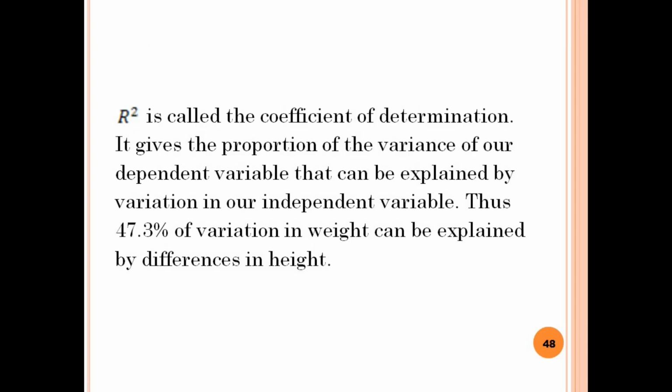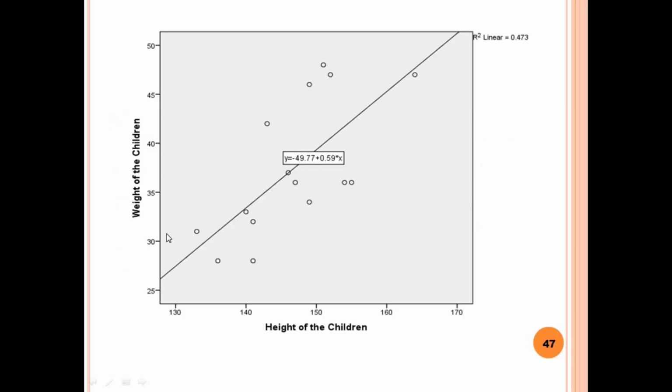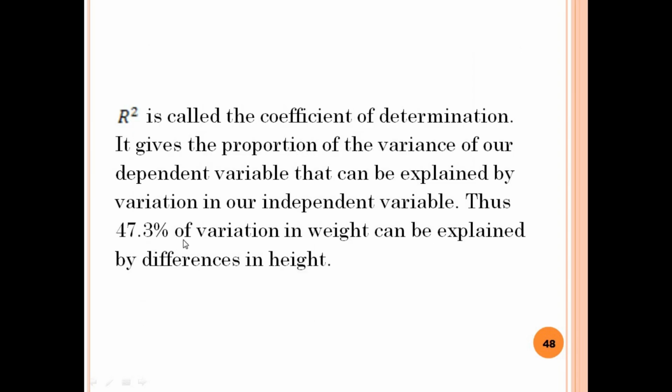So how can we explain this? What is R square? This is called the coefficient of determination, and it gives the proportion of the variance of our dependent variable that can be explained by variation in our independent variable. Thus, here R square is 0.473, so 47.3% of the variation in weight can be explained by differences in height.